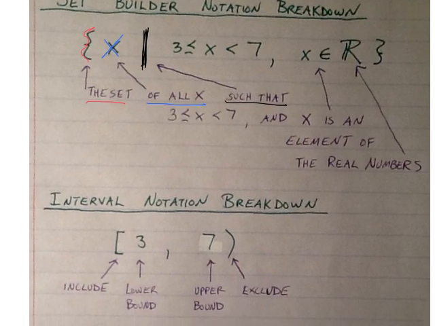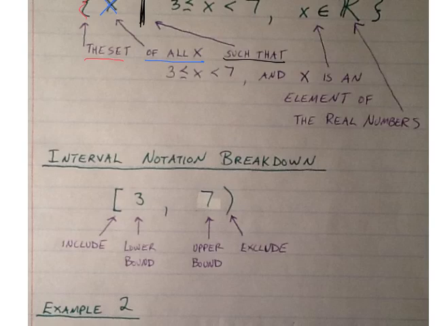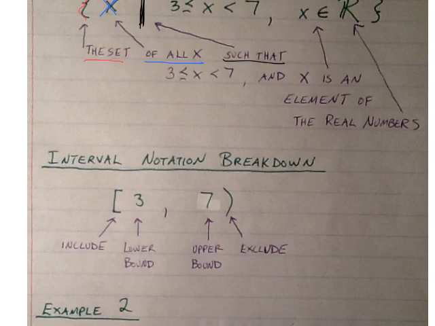The breakdown of the interval notation I covered on the last page, but a hard bracket means include, and the soft parentheses means exclude. So this is from 3 to 7, like that.